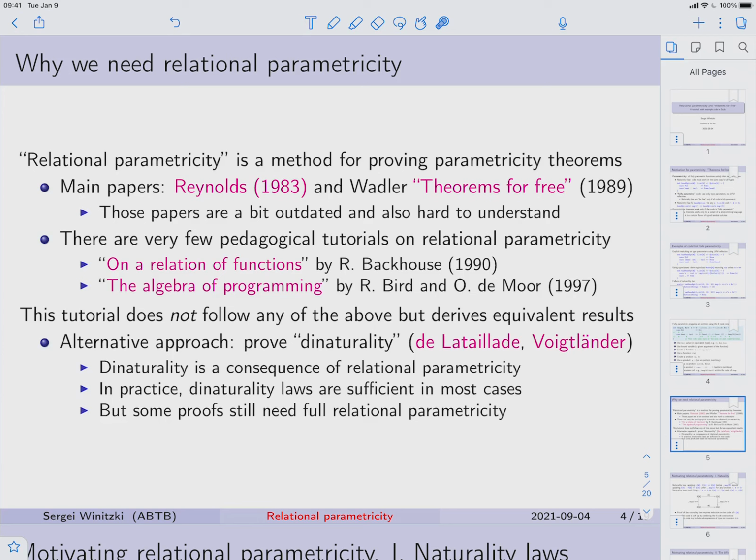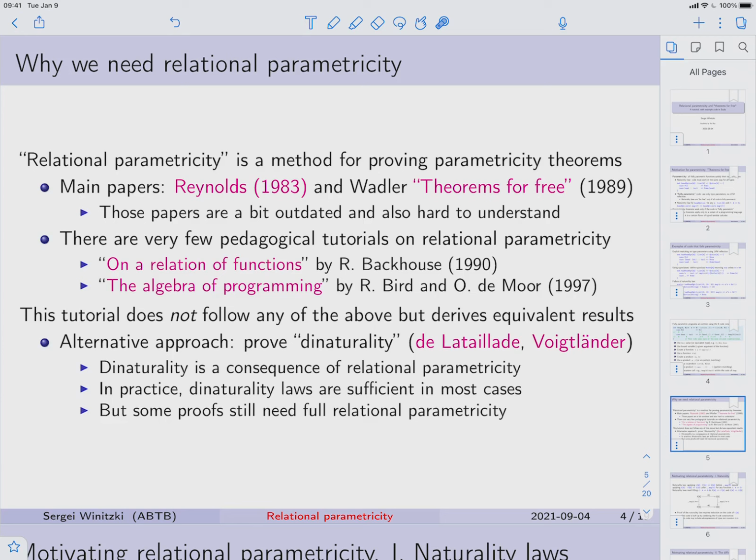The Reynolds and Wadler papers, so the links are in the slides. They're very well known. They first explained relational parametricity and gave its use. Now, these papers are pretty old now. They read a little outdated, and also they're hard to understand.